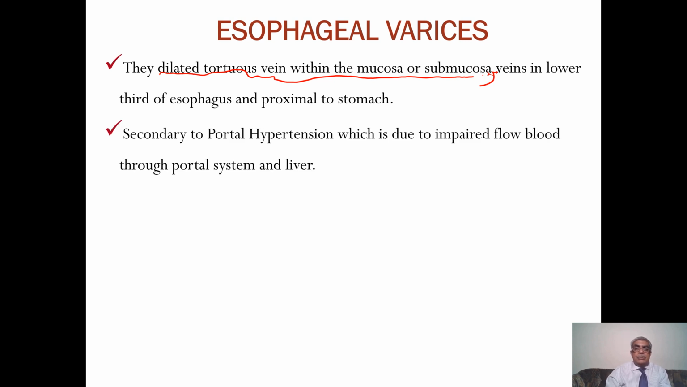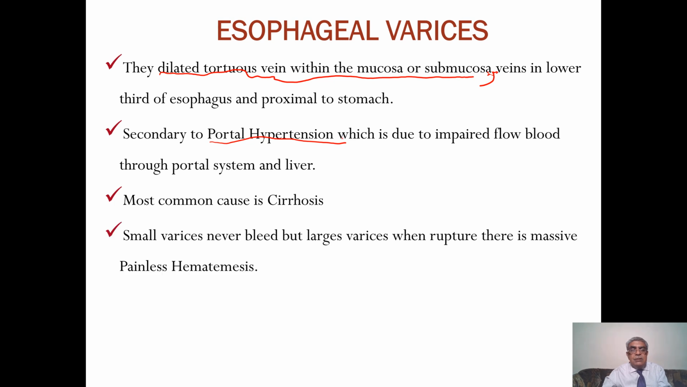Secondary to portal hypertension, most important thing, which is due to impaired blood flow through the portal system and liver. Commonest cause is cirrhosis. Small varices never bleed, but large varices, when they rupture, there is massive, I must underline this word, painless hematemesis, which may be fatal. Complication is fatal hemorrhage.